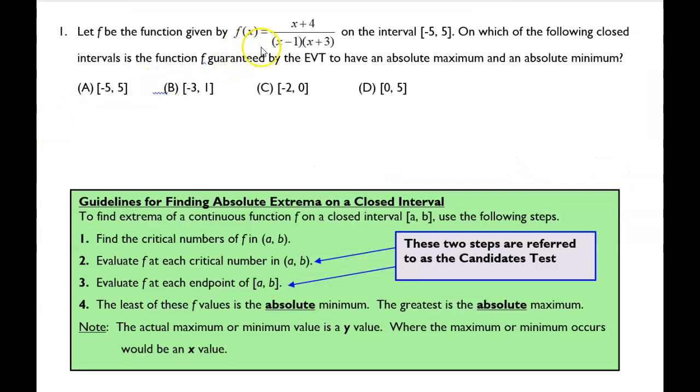In question 1, we're given a function f of x, which is x plus 4 over x minus 1 times x plus 3, and we're on this closed interval negative 5 to 5. On which of the following closed intervals is the function f guaranteed by the EVT to have an absolute maximum and an absolute minimum? So I'm going to go ahead and highlight EVT. I know I'm going to use extreme value theorem. And it's giving me certain intervals here that I have to look at. They are all closed, so that's okay.